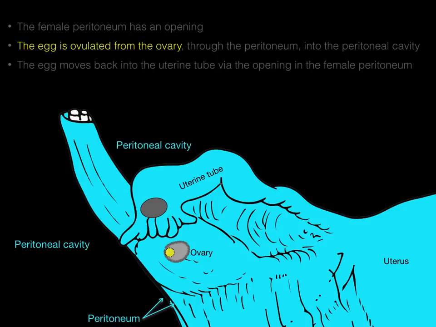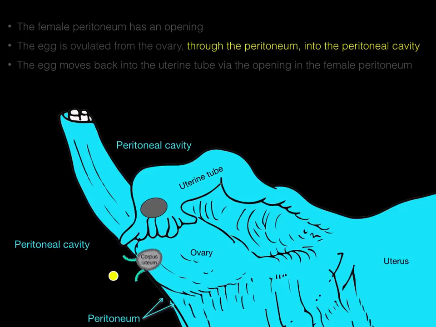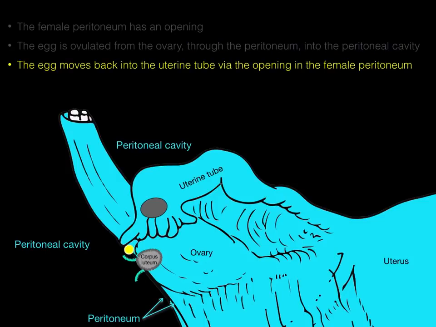When the egg is ovulated from the ovary, it's going to burst through the peritoneum into the peritoneal cavity, like that. So now the egg is in the peritoneal cavity, and that egg needs to get into the uterine tube to go into the endometrium of the uterus. And so what happens is the egg moves back into the uterine tube via the opening in this female peritoneum, and now it's in the lumen and is able to go to the endometrium of the uterus.